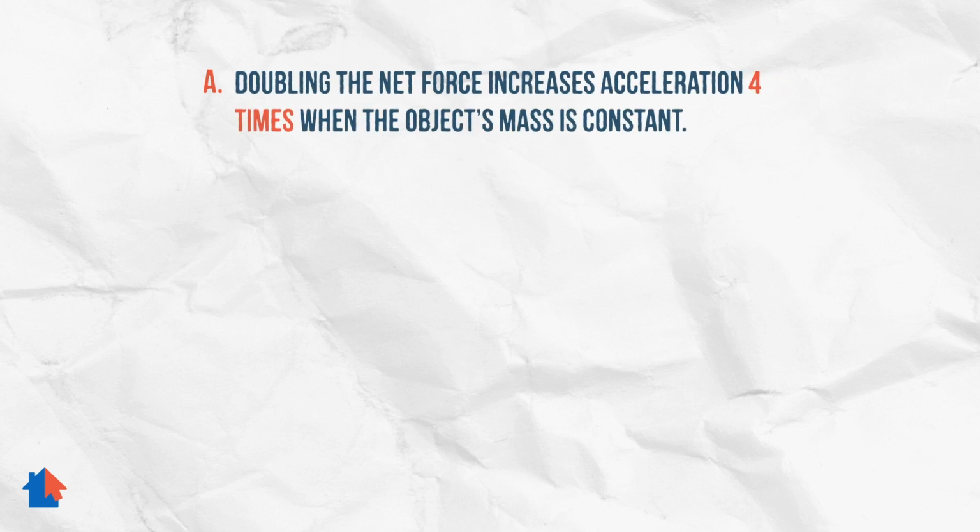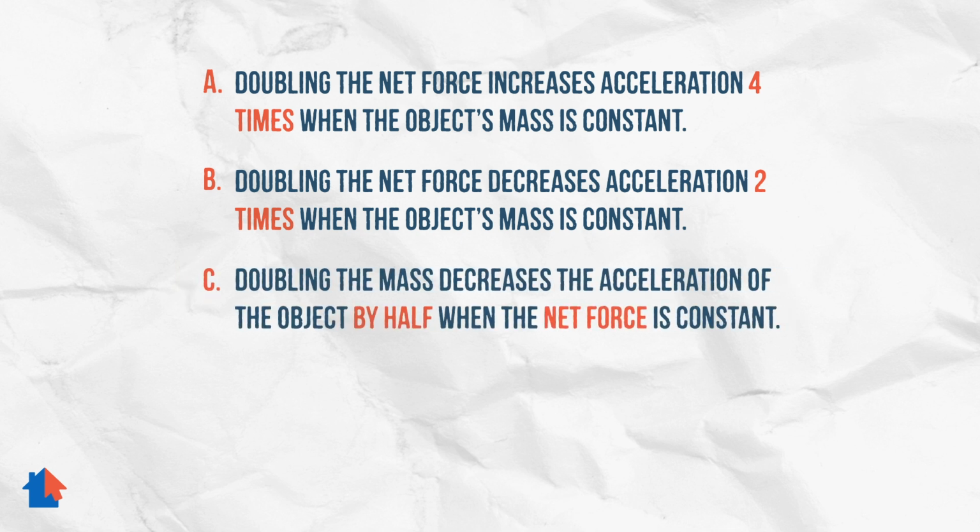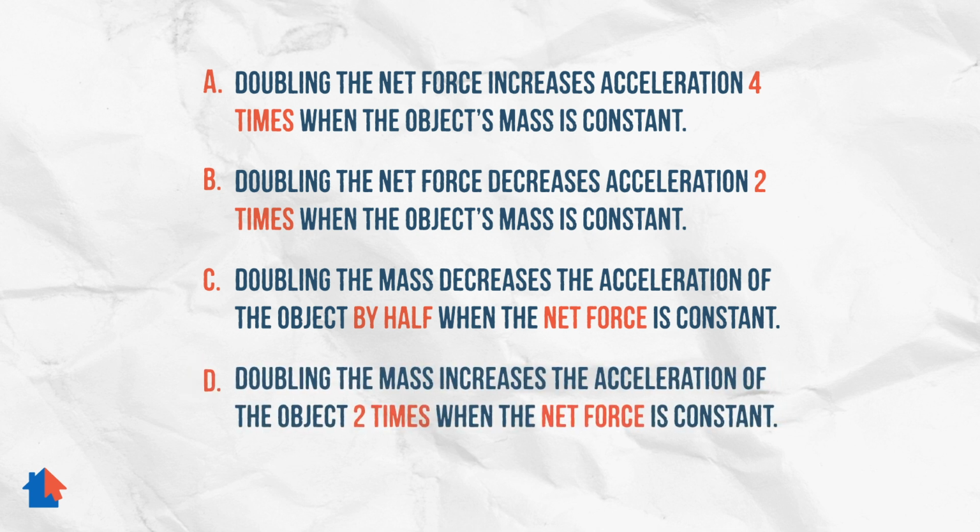A. Doubling the net force increases acceleration 4 times when the object's mass is constant. B. Doubling the net force decreases acceleration 2 times when the object's mass is constant. C. Doubling the mass decreases the acceleration of the object by half when the net force is constant. D. Doubling the mass increases the acceleration of the object 2 times when the net force is constant.